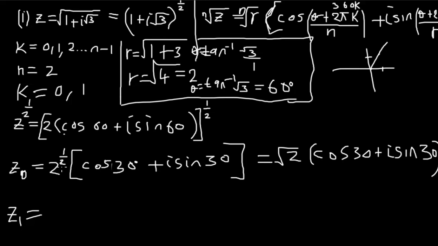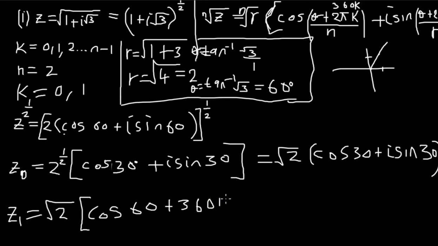So Z1, same applies. We know that 2 raised to the power half is the root of 2. So I'm just going to write the root of 2. The magnitude doesn't change. And then I'll open brackets. Then I'll write cos. My theta is 60. So I'm going to write cos 60 plus 360. I'm following the formula here, 360 times k.